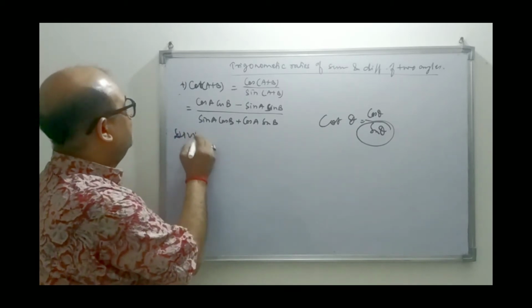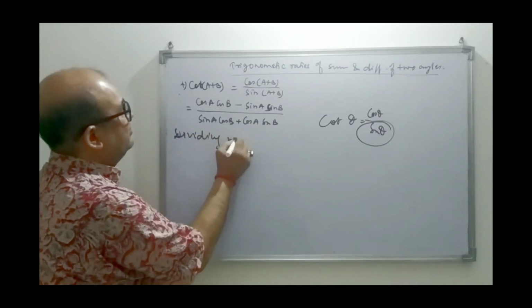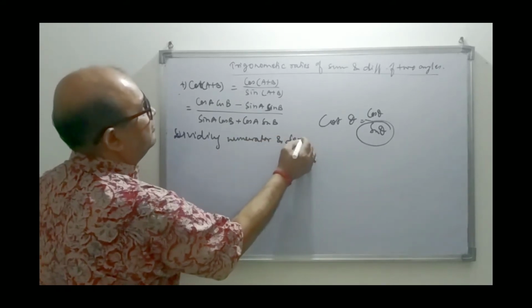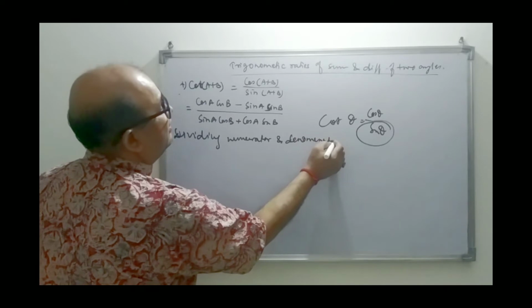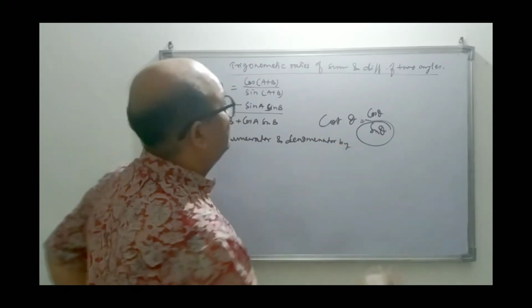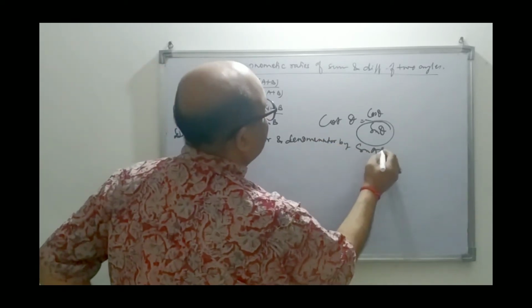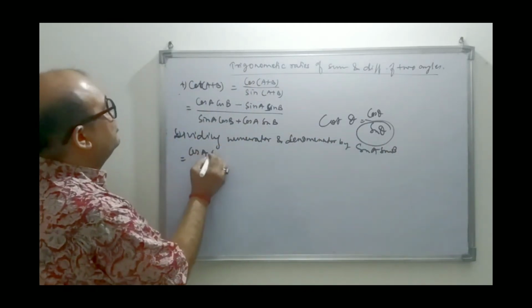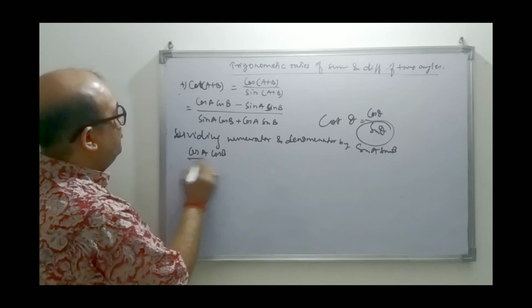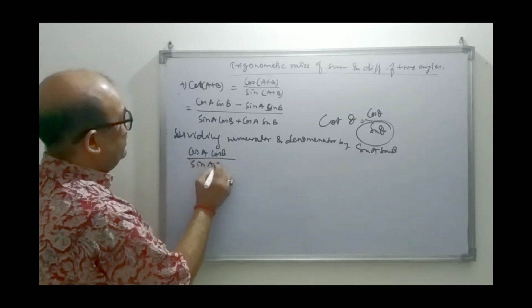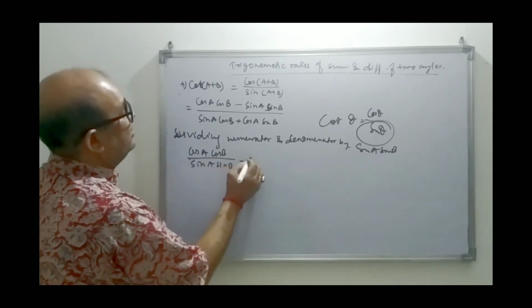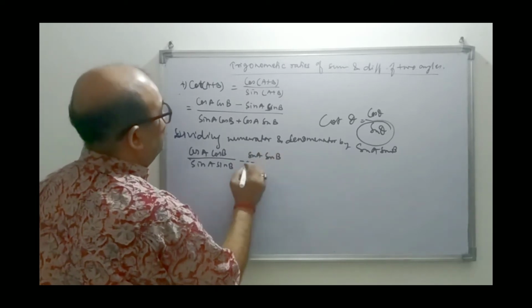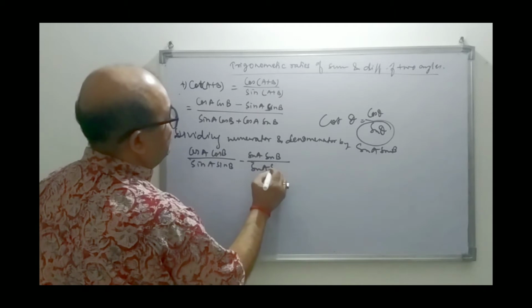Now, dividing numerator and denominator by sin A sin B, what do I get here? Cos A cos B upon sin A sin B minus sin A sin B upon sin A sin B.